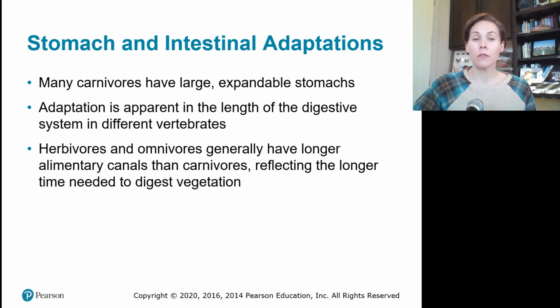And also many carnivores have really large expandable stomachs. If you think about how much food you eat on Thanksgiving, your stomach expands pretty darn well, right? An adaptation is apparent in the length of the digestive tract in a lot of different vertebrates. Herbivores and omnivores generally have longer alimentary canals than carnivores because they need a longer time to digest that vegetation. It doesn't break down as quickly. It's a little bit more complex. It needs a lot of enzymes to help it break down inside the body.